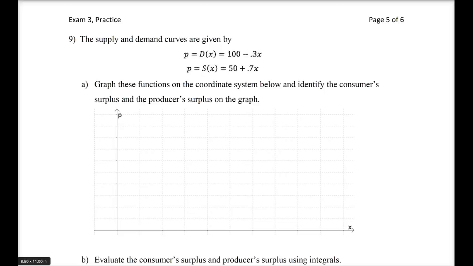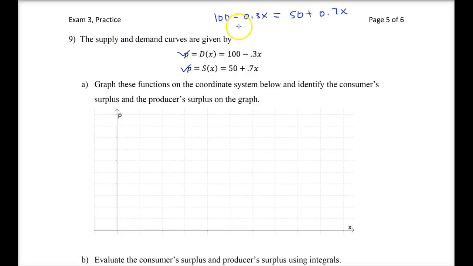All right, so now that we've seen some examples, let us now try to work this problem out. And so as we've seen, we know we have a demand curve and we have a supply curve. And from what we've seen before, the first thing that we need to do is figure out where these two curves are going to intersect each other. We'll need to know that. So let's just go ahead and figure that out right quick. So we have 100 minus 0.3x, and that's going to equal 50 plus 0.7x.